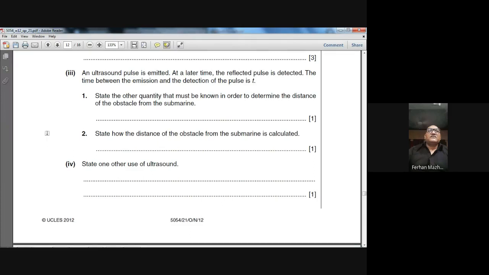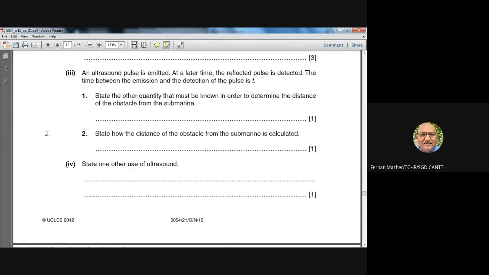The second part is: state how the distance of the obstacle from the submarine is calculated. You see, we know the time t which the ultrasound took to go to the obstacle and come back to the ship. So simply multiply the speed of the ultrasound with the time and then divide the product by 2. And why do we do this? Because when you multiply speed with time, it will give you the total distance the ultrasound went and came back. But the question is how you calculate the distance between the obstacle and the submarine. That will be half of this distance. So you multiply the time with the speed of the ultrasound, and whatever the answer comes, you divide it by 2. Very important.